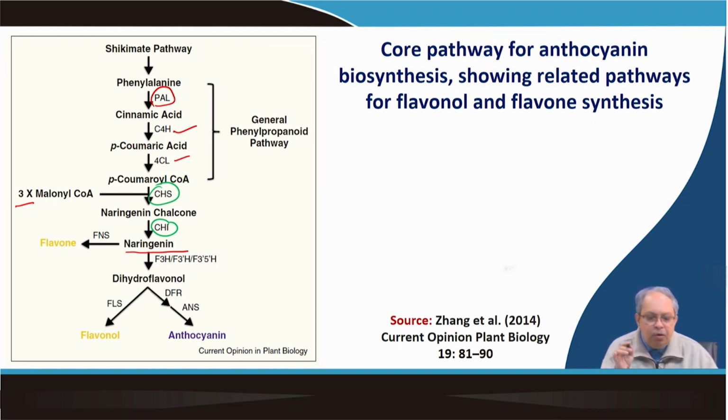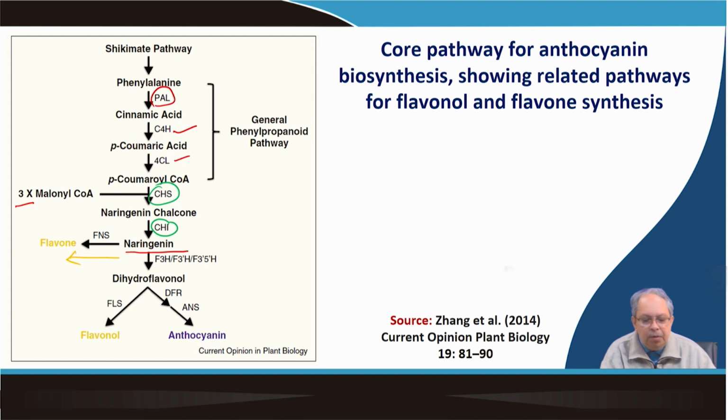The 3 molecules of malonyl CoA join with paracomadoyl CoA and form the chalcone. That is called Claisen condensation, whereas for stilbene it is called aldol condensation. Stilbene synthesis also requires 3 molecules of malonyl CoA, but the mechanism of condensation is different from that of this one. Once naringenin is produced, a part of naringenin may be utilized for the production of flavones by flavone synthase, but the main pool of naringenin may be further converted into dihydroflavonol by the action of F3H.